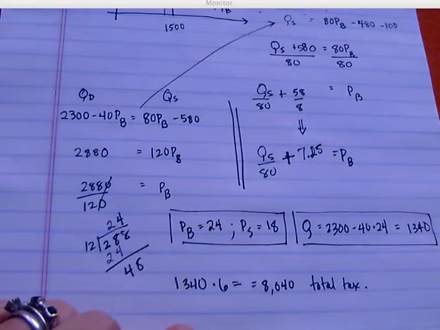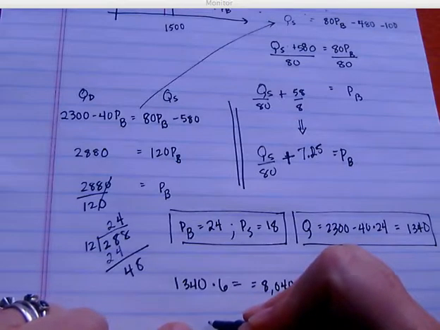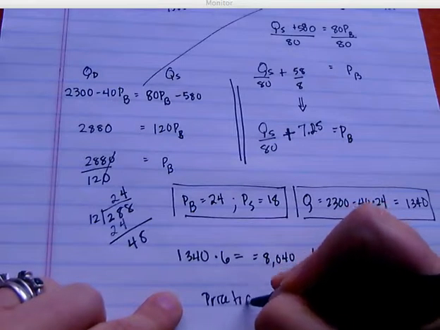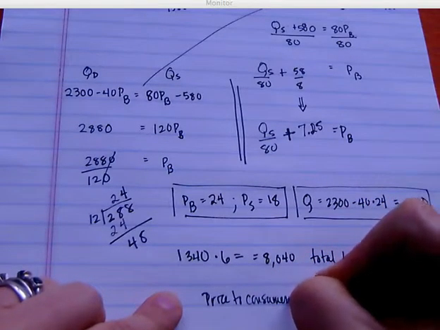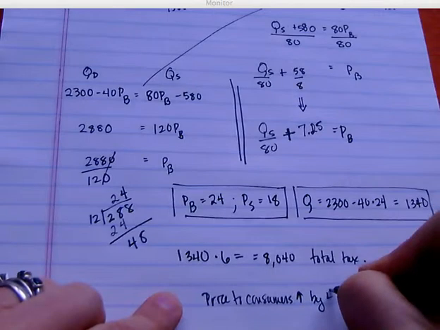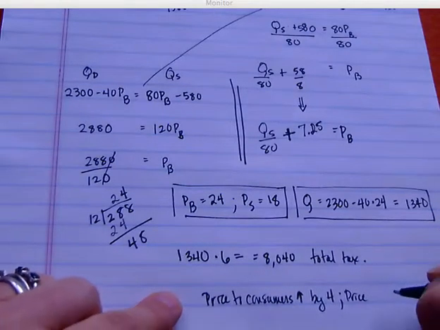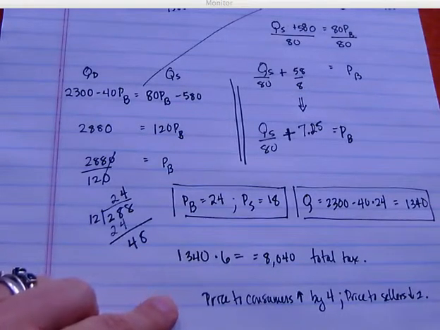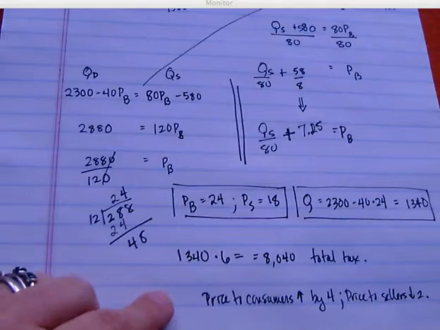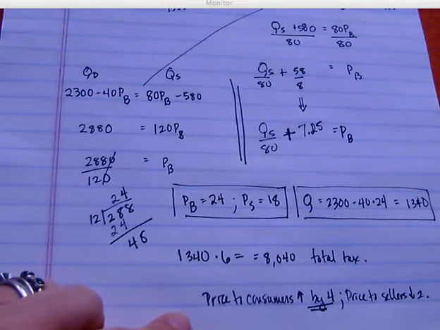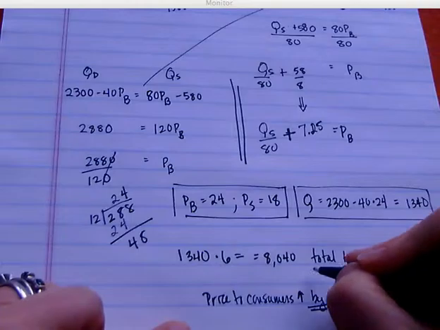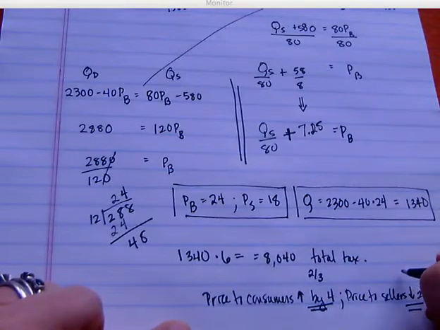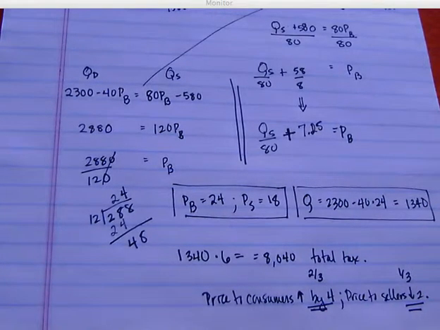How is it split between consumers and sellers? Well, the price to consumers goes up by 4. And the price to the sellers goes down by 2. So for each unit, there's a $6 tax, and consumers are paying 4 of it, and sellers are paying 2 of it. So consumers are basically paying 2/3, and sellers are paying 1/3. So that's how it's split, 2/3, 1/3.